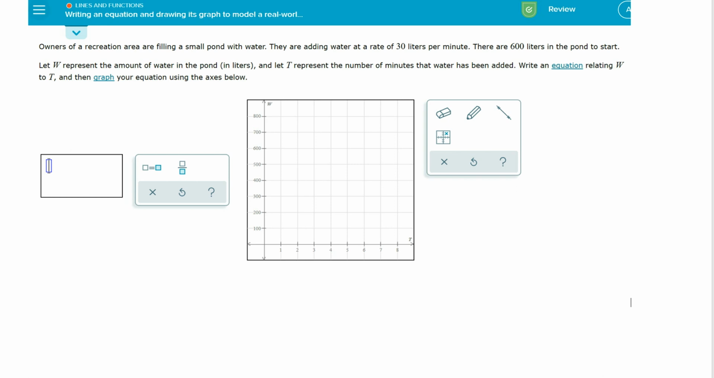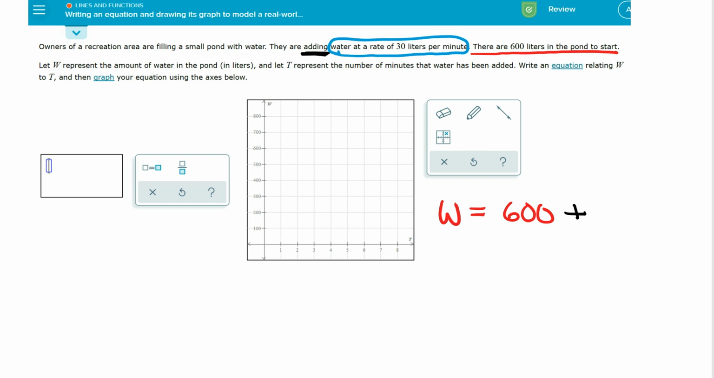Okay, the relationship between W, which is how much water you have in the pond, and T, which is how long it takes you to add it. I know that W starts out at 600 because it said there are 600 liters in the pond to start. But I'm going to add to that because they are adding water at a rate of 30 liters for every single minute that goes by. So they're going to add 30 liters per minute.